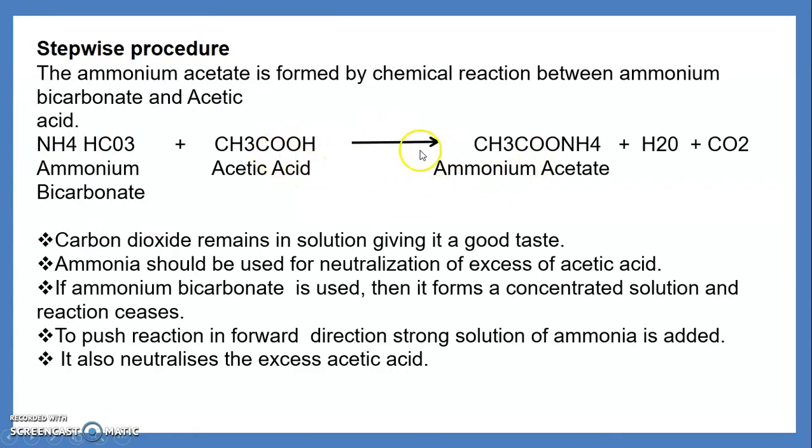If interaction occurs between these two chemicals, we get ammonium acetate, water and carbon dioxide. Carbon dioxide remains in the solution, giving it a good taste. Ammonia should be used for the neutralization of excess acetic acid. For the neutralization of excess acetic acid, we should add the ammonia.